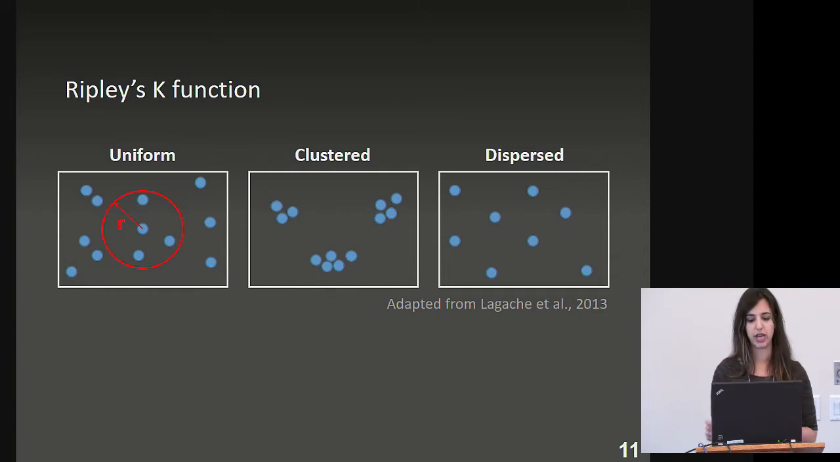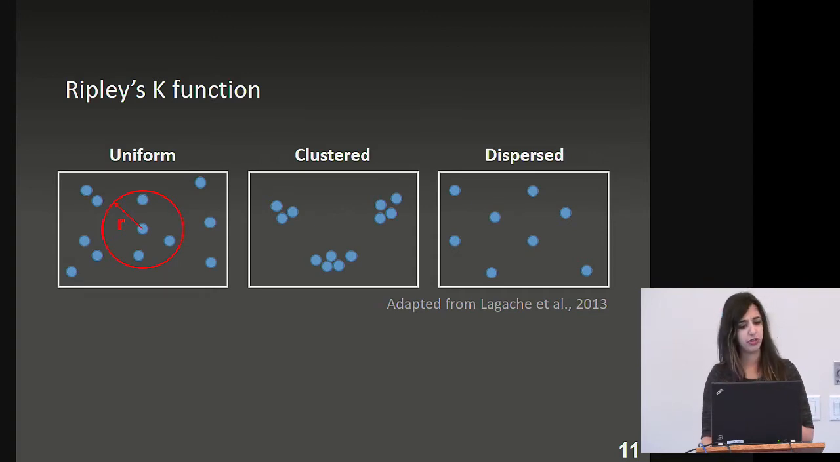In this case, if you imagine these blue points as Cryptococcus gattii cases in space, you can determine using this function how closely those points are related to each other. Are they dispersed? Are they just random? Or are they clustered together?